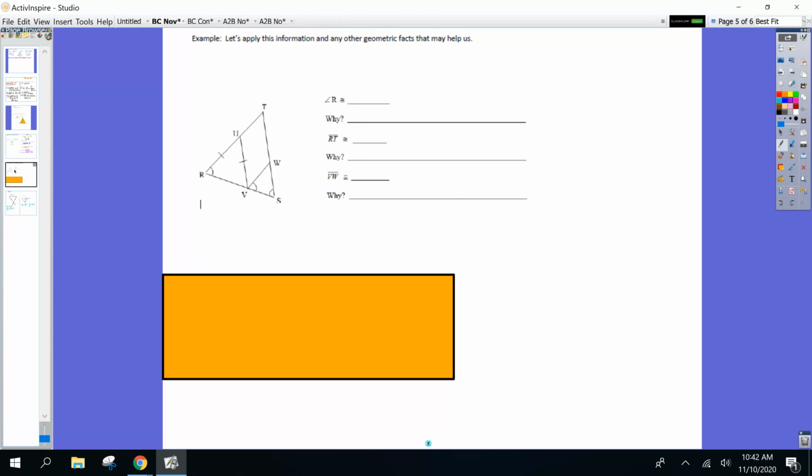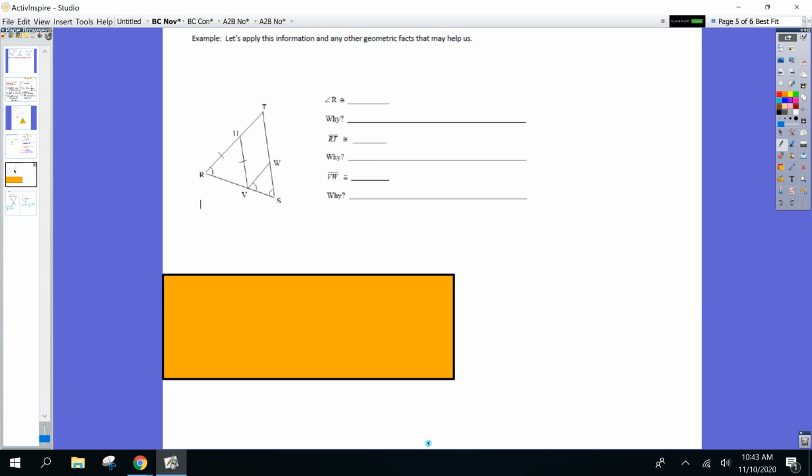All right, my first question. Name an angle that's not marked already. You're not allowed to use a marked angle. Give me an angle that should be equal to angle R that's not already marked. Use our isosceles triangle facts here. I'll call on somebody here in a second, but give you a second to look at the diagram. Angle R is congruent to what other angle in that diagram that's not marked already?